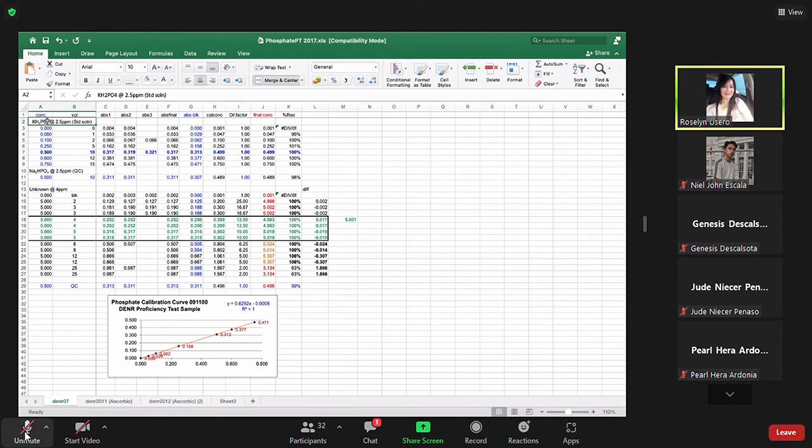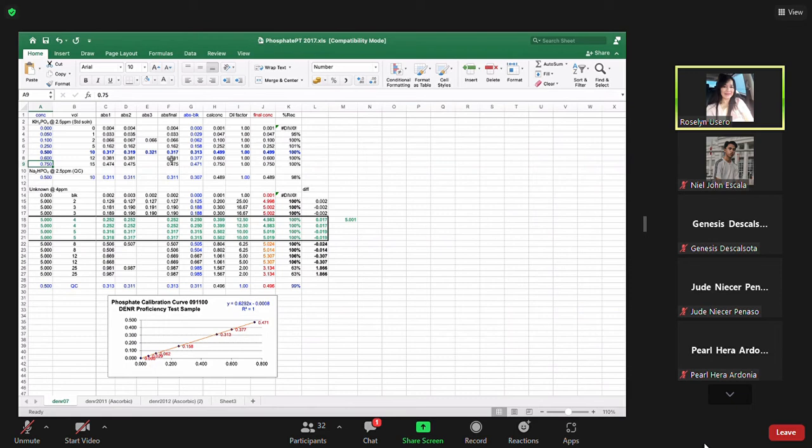Okay, so this is potassium dihydrogen phosphate sa 2.5 ppm. From this 2.5 ppm, timpla naman kamo sang different concentrations. We have here 0.05, 0.1, 0.25, 0.5 ppm, 0.6, and 0.75. Then, i-read ninyo sila sa spectrophotometer. So, you must have at least 2 or 3 readings to get your final absorbance.